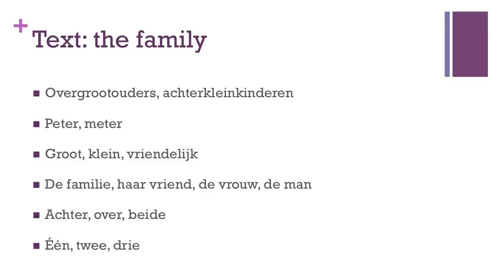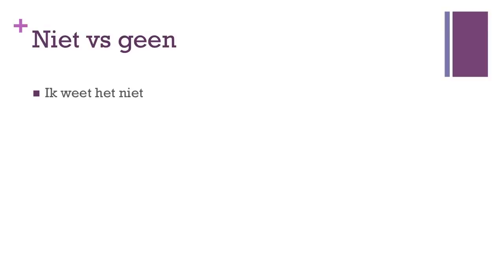Now, some words about niet and geen. You remember that trick question in the beginning of the course, in the first quiz. The answer was, ik weet het niet. Niet is no. In the text I've just read, we read, ik heb geen, and then some nouns. Geen also means no. So when do you use niet, and when do you use geen?